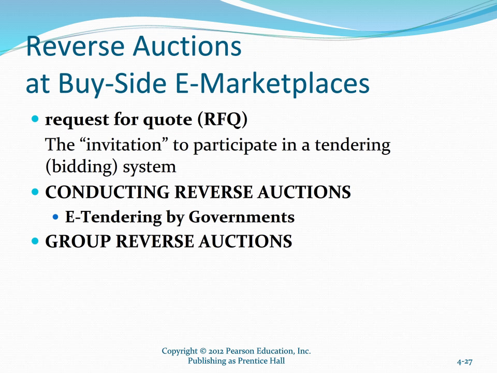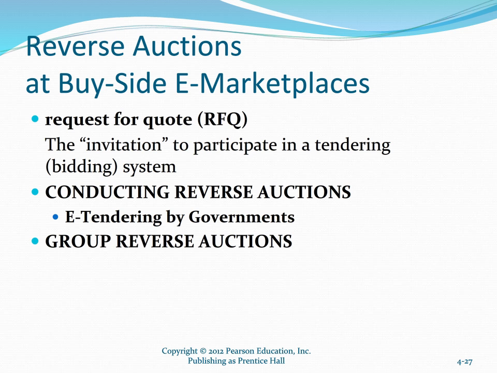Buy-side marketplaces frequently use reverse auctions. Reverse auctions oftentimes require some sort of a request for quote or an invitation to participate in a tendering or a bidding system. Governments oftentimes require tendering or e-tendering, and as a result, the use of reverse auctions is done frequently.